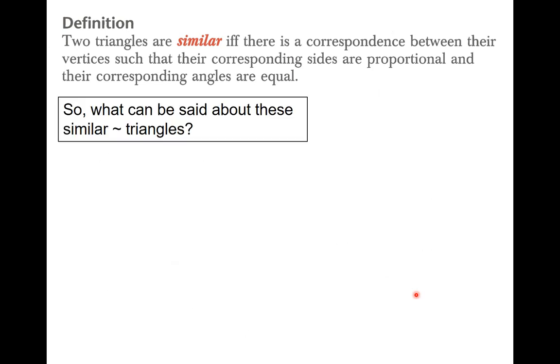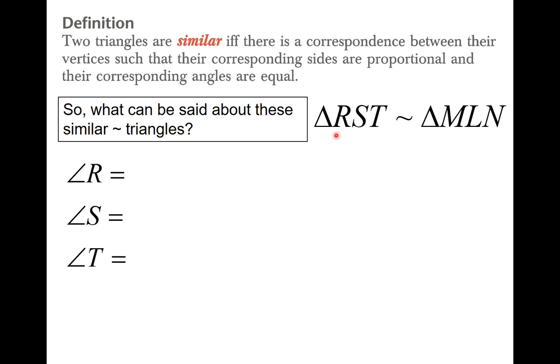Let's do the same on these two triangles. You say, hold it, there's no picture. How do I do that? Well, it's actually easier, because angle R is the first vertex. That's the first angle. Just take the first one over here. So angle R equal to angle M. Angle S then is equal to angle L, and angle T equal to angle N.